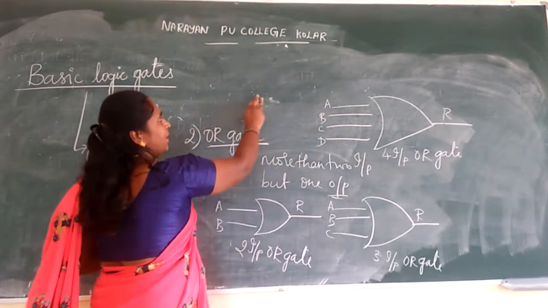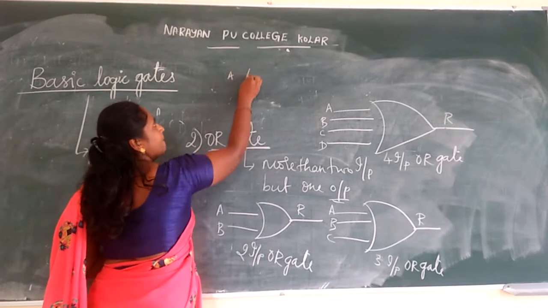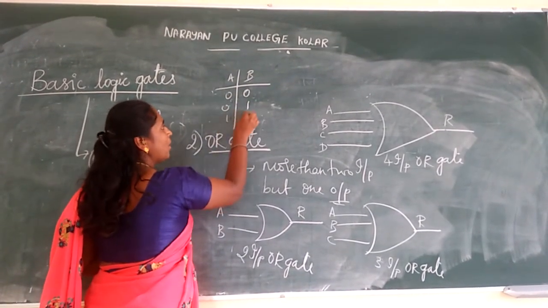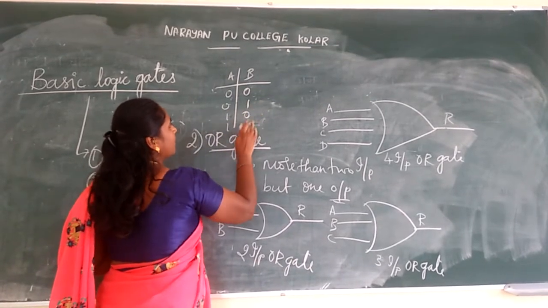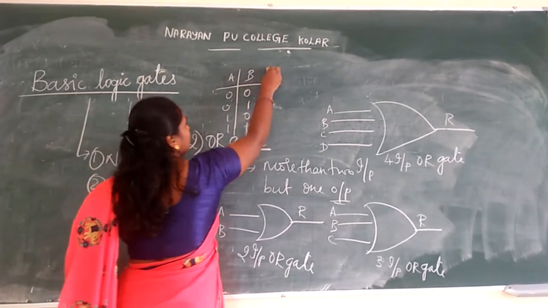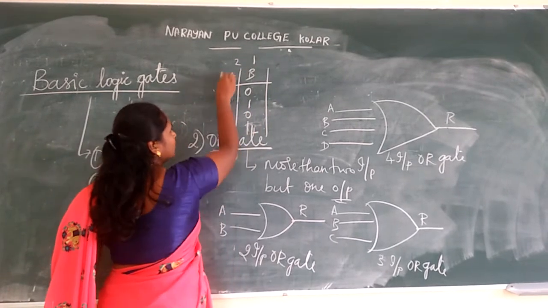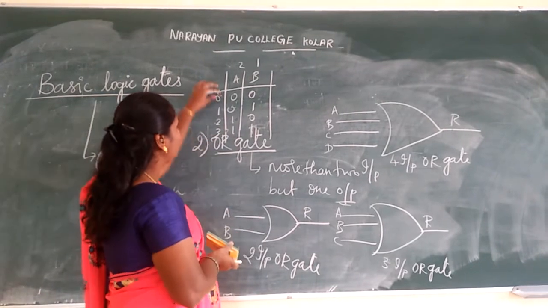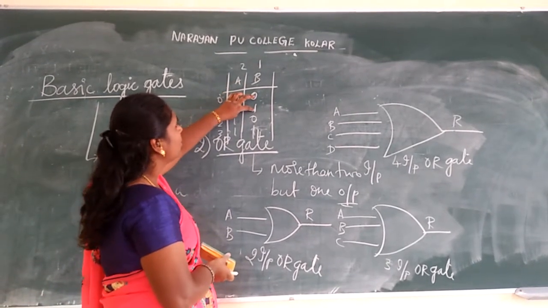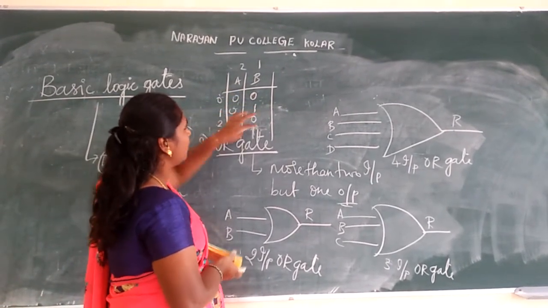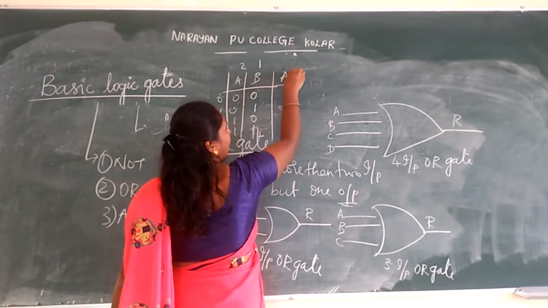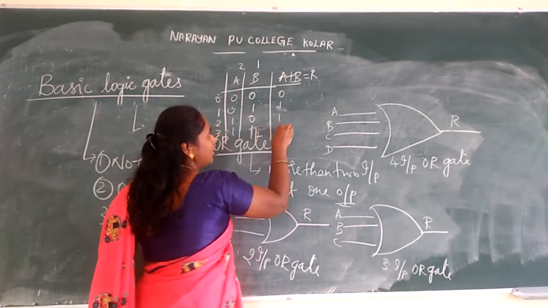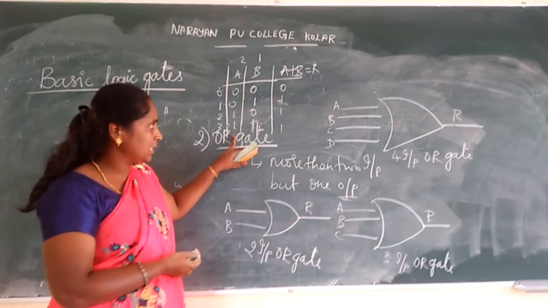I have already explained in the last class: for two inputs A, B, the combinations are 0 0, 0 1, 1 0, 1 1. So the output will be A plus B, that is the result R: 0, 1, 1, 1. This is for the two input signal.